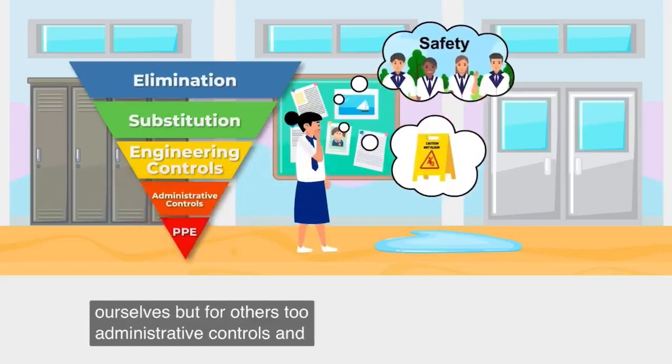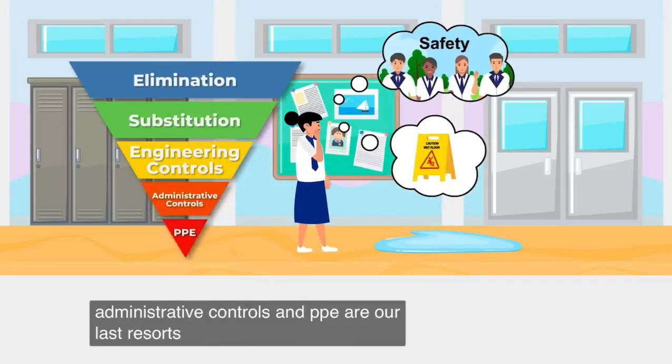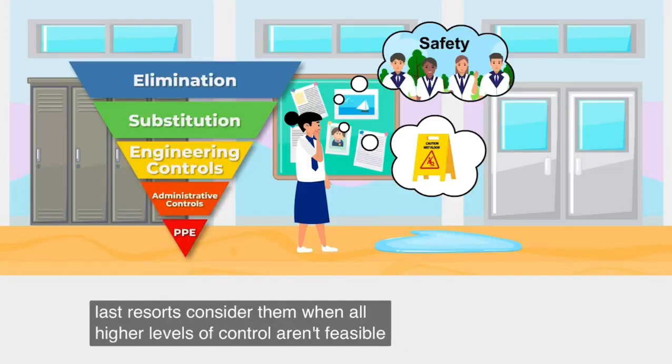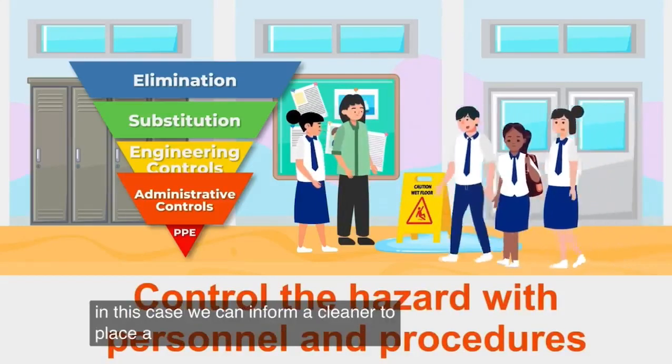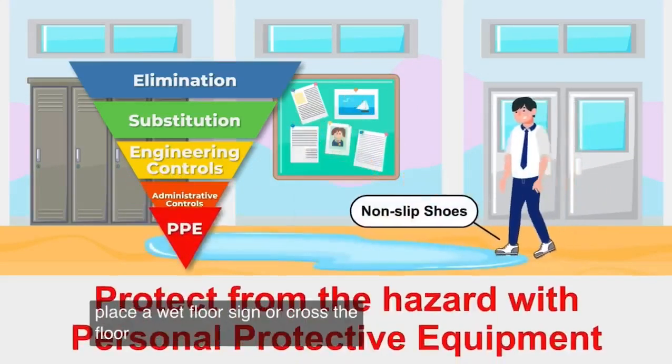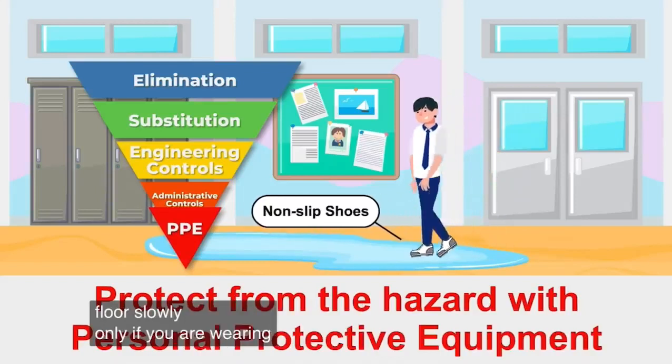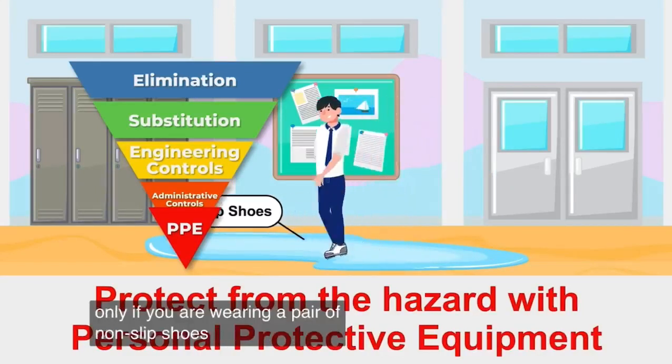Administrative controls and PPE are our last resorts. Consider them when all higher levels of control aren't feasible. In this case, we can inform a cleaner to place a wet floor sign or cross the floor slowly, only if you are wearing a pair of non-slip shoes.